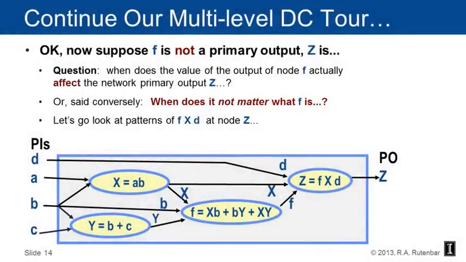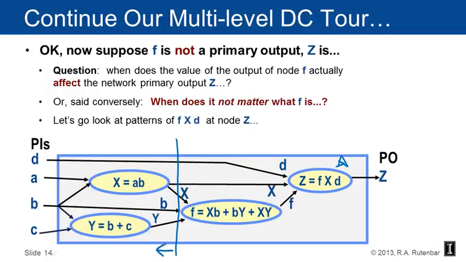So let's continue our tour of how you pull implicit don't cares out of a multi-level logic network. What I had sort of shown you in the previous lecture was that I could pull a bunch of don't cares out of the inputs to the x, b, and y inputs to the F node. Roughly speaking, I'm just going to draw a line through this logic network. This is a Boolean network that still has x equals ab as a node, y equals b plus c as a node, and f equals xb plus by plus xy as a node. There's a new node here, a node between f and the output, called z equals fxd.